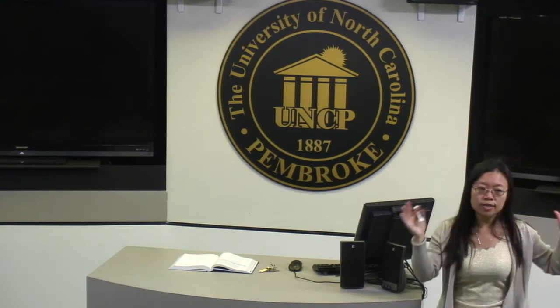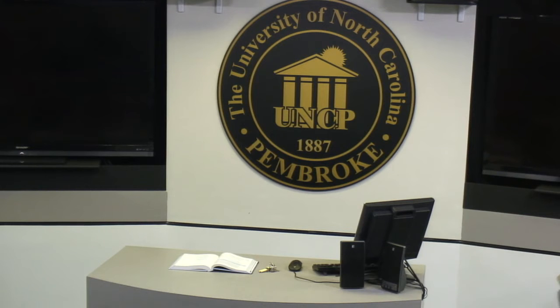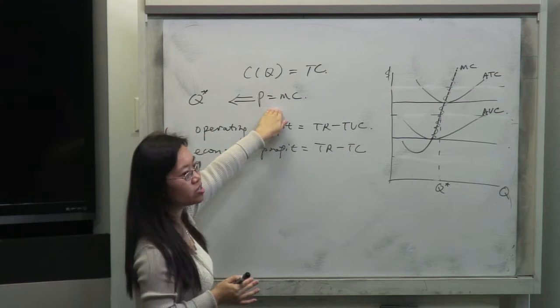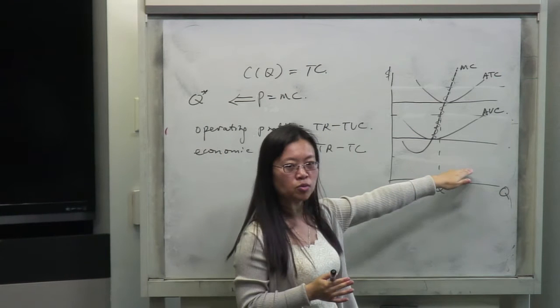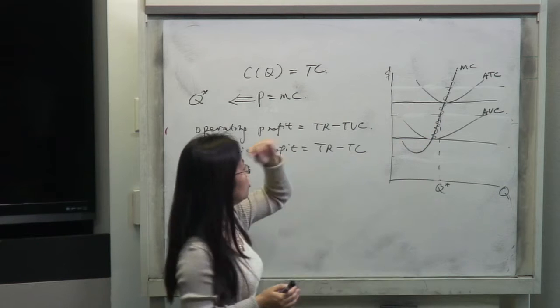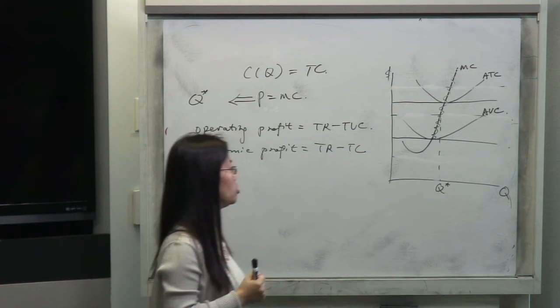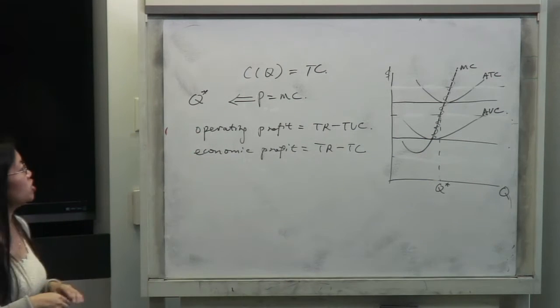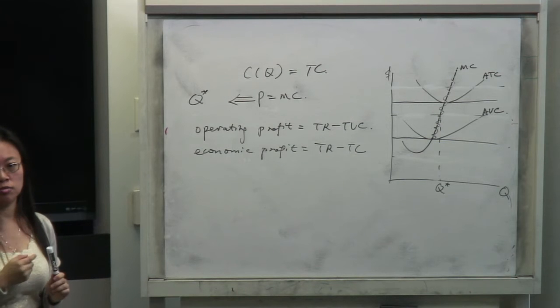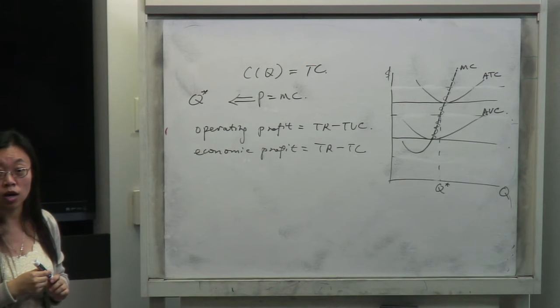So we already know how to determine the optimal output now. We use this condition, and we depend on using a graph to calculate and determine the output. So we have finished the second decision. Okay, so what's the third decision we're going to talk about?